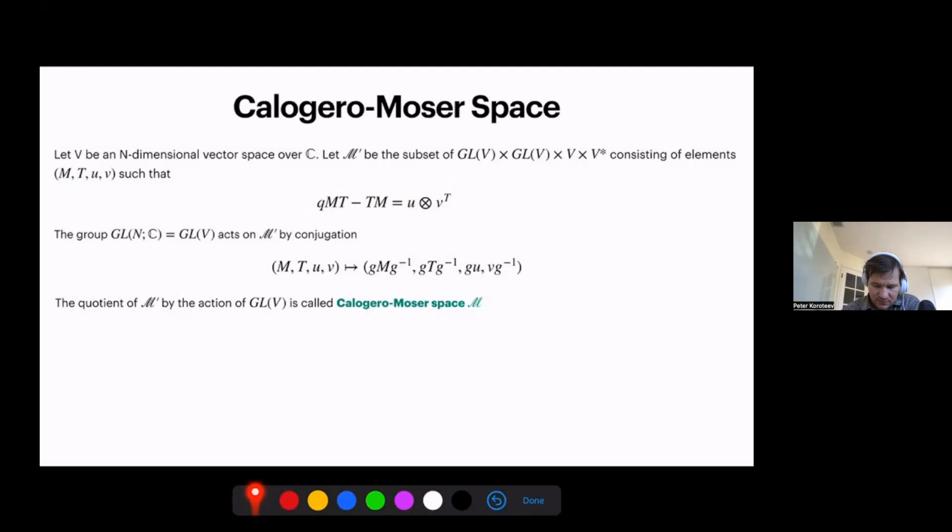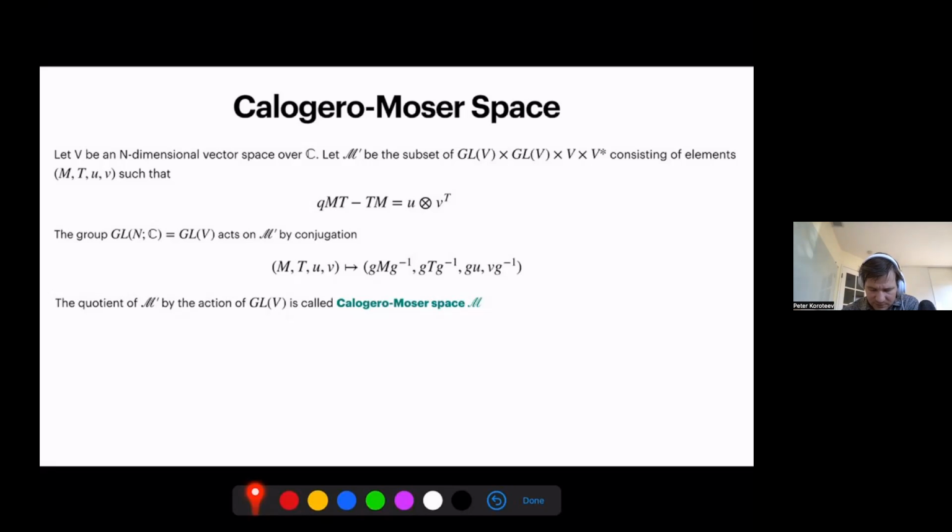And then we want to consider this modular conjugation, right? So you can conjugate the matrix from left and right, and then we can multiply by these vectors on the left and on the right respectively. And then the quotient of the space by the action of GL_V is called Calogero-Moser space, right? So it's an algebraic stack, if you think from an algebraic point of view. I described this in more detail in my first talk on Tuesday.